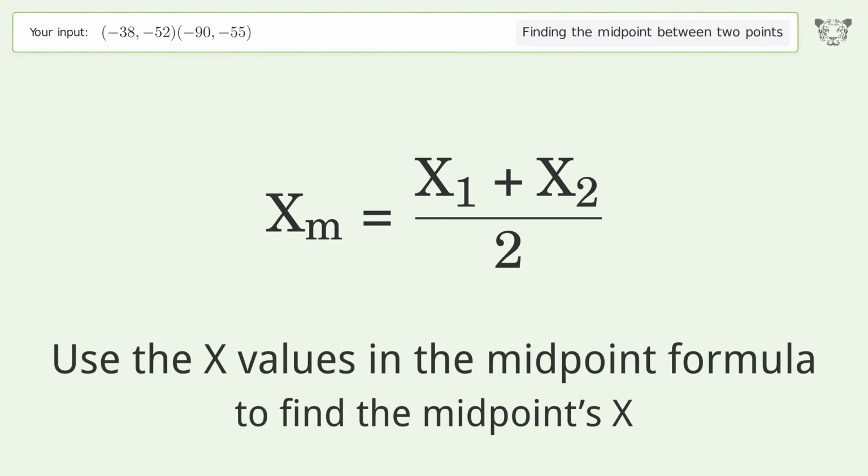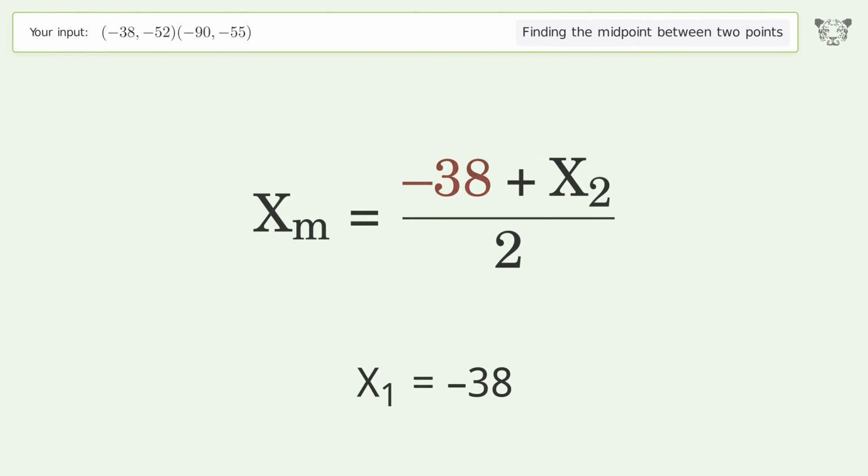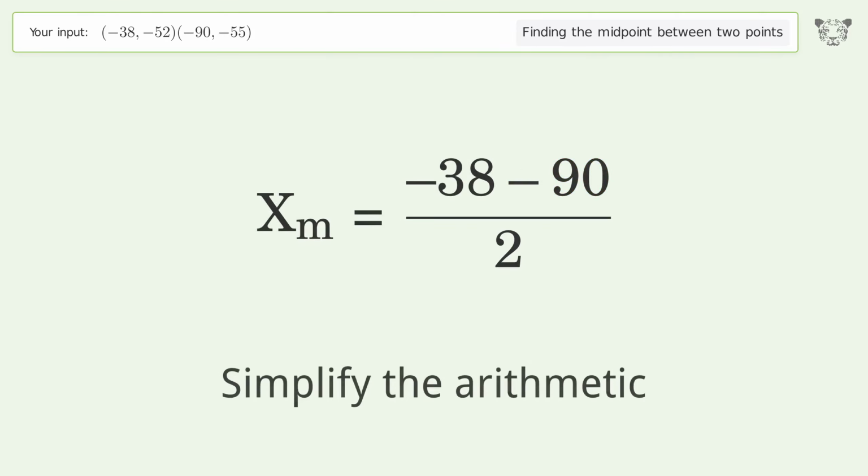Use the x values in the midpoint formula to find the midpoints x. x1 equals -38. x2 equals -90. Simplify the arithmetic.